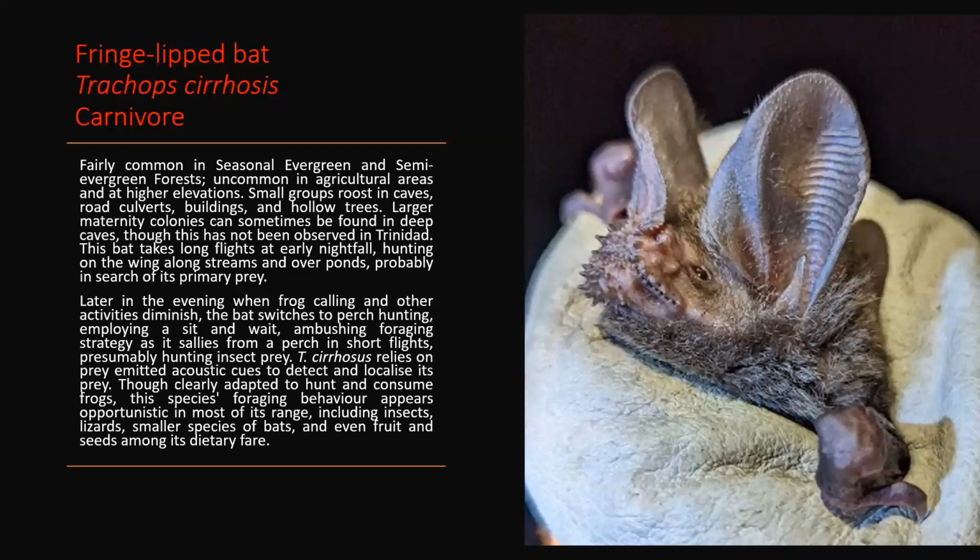This bat relies on prey-emitted acoustic cues to detect and localize its prey. Though clearly adapted to hunt and consume frogs, this species' foraging behavior appears opportunistic in most of its range, including insects, lizards, smaller species of bats, and even fruit and seeds among its dietary fare.